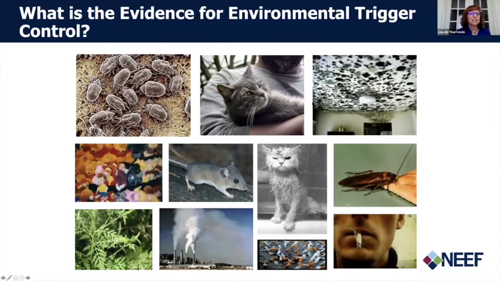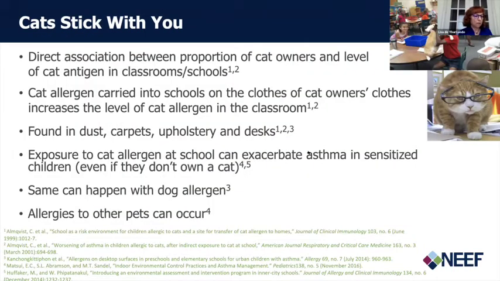Okay, so let's look at the evidence for environmental trigger control. All of these environmental exposures obviously can contribute to asthma severity and morbidity. So let's talk about cat allergen and pet allergen first. About 25 to 65% of children with persistent asthma are sensitized to either cat or dog allergens.